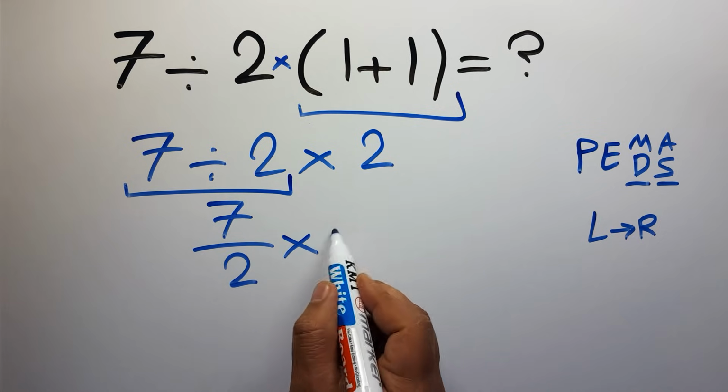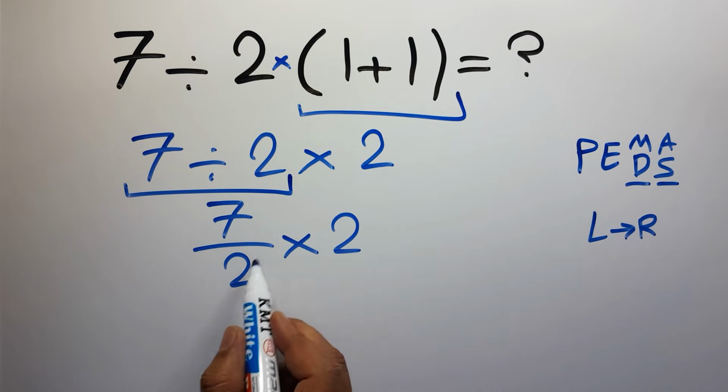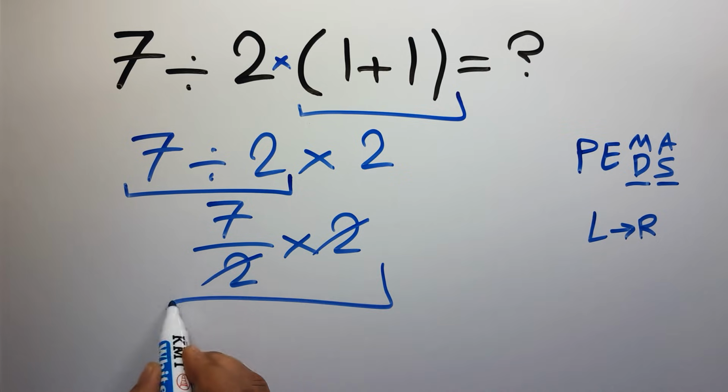Then times 2. Now we can easily cancel this 2 and this 2. So here we have just 7. And this is our final answer to this problem.